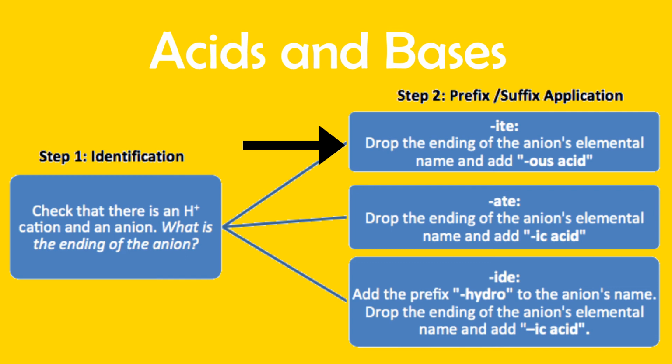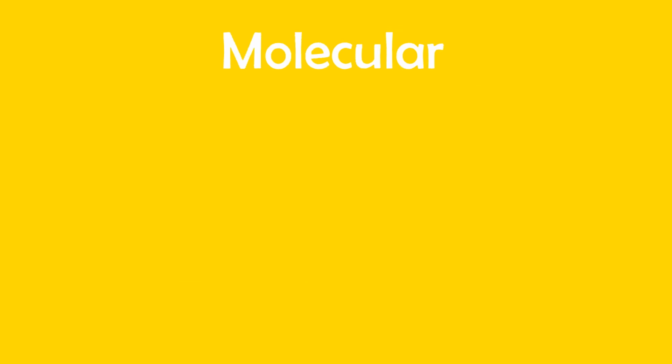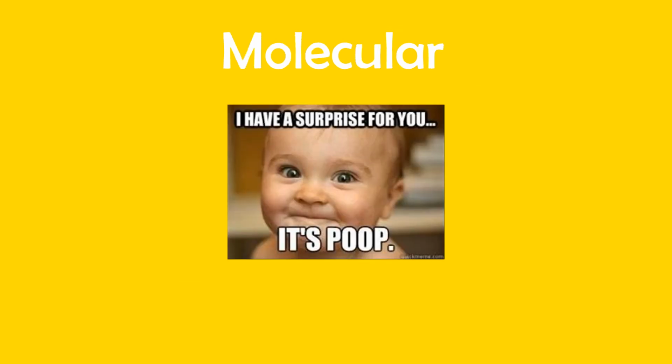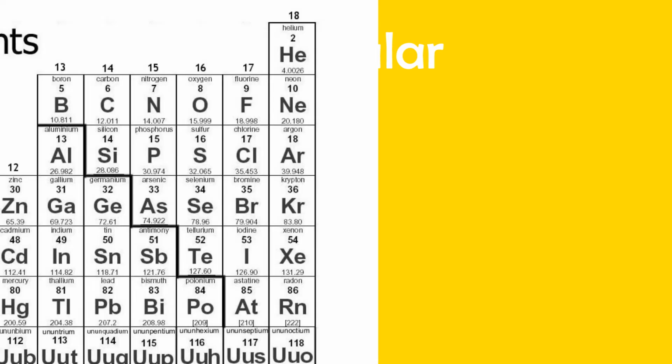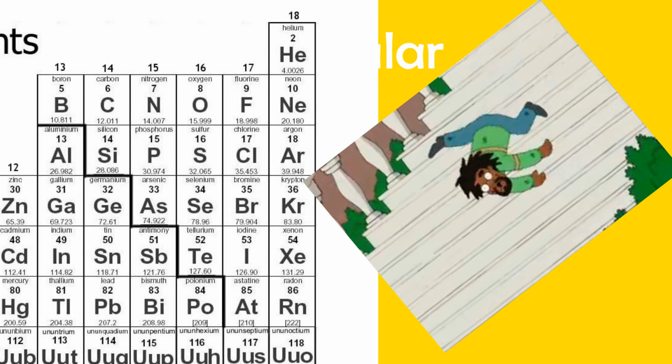Now we're going to molecular. Molecular compounds are really, really funny because they don't have any metals at all. They're only non-metals. So yeah, that's really cool. They're only at the right of the staircase, all of the elements in this. You see that staircase on your periodic table?